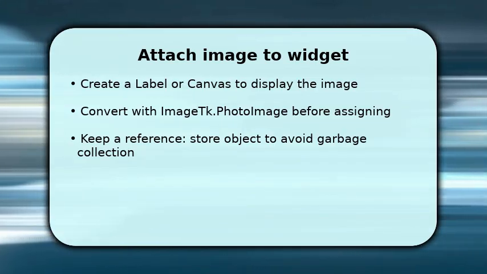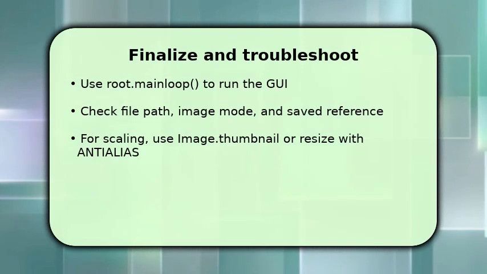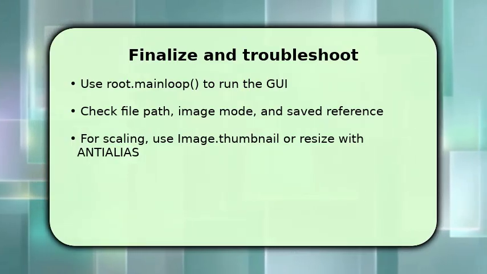Once done, pack or grid the widget and call root.update() to preview. These steps ensure the image renders reliably in the window. Finish by starting the event loop with root.mainloop(), which displays your image and keeps the window responsive.